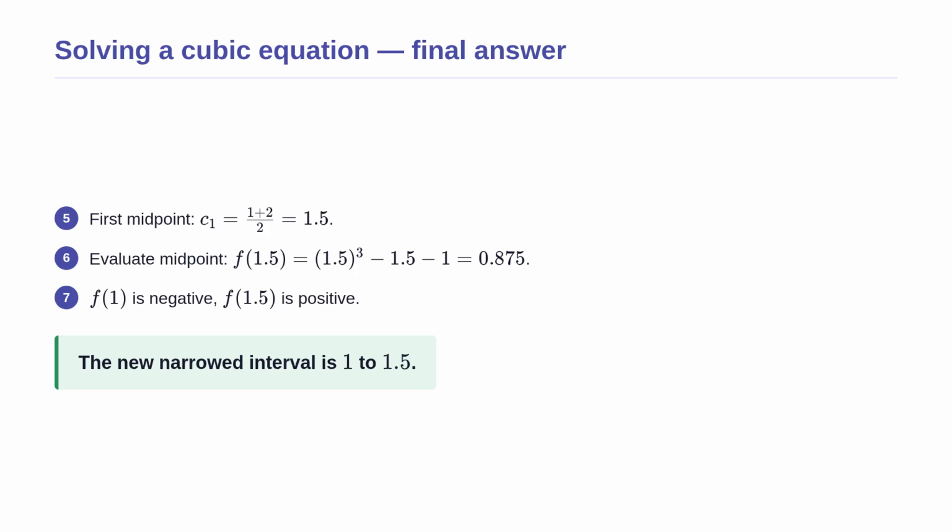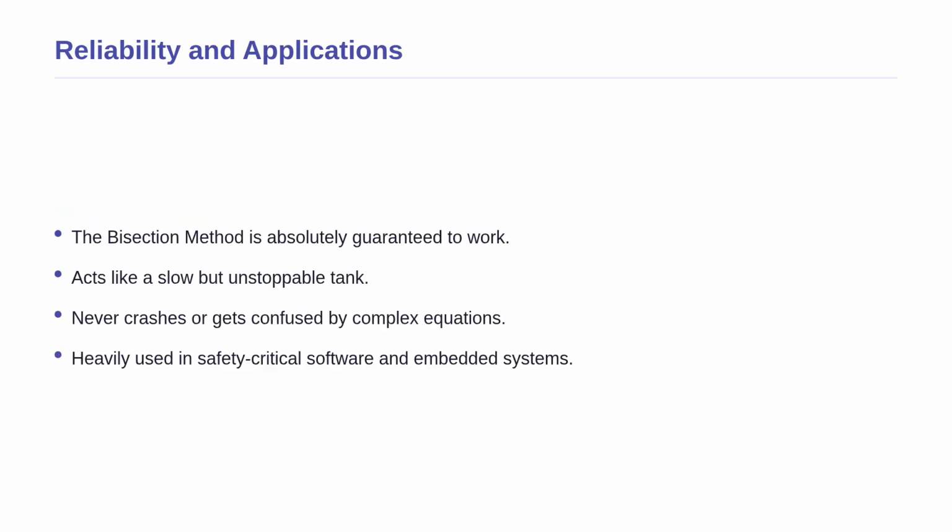Now we compare signs. Our starting point at 1 gave a negative result, and our new midpoint at 1.5 gave a positive result. Because the sign changed between 1 and 1.5, the root must be in this left half. Our new smaller interval is from 1 to 1.5, successfully narrowing our search. So we have seen how to calculate the root step by step.